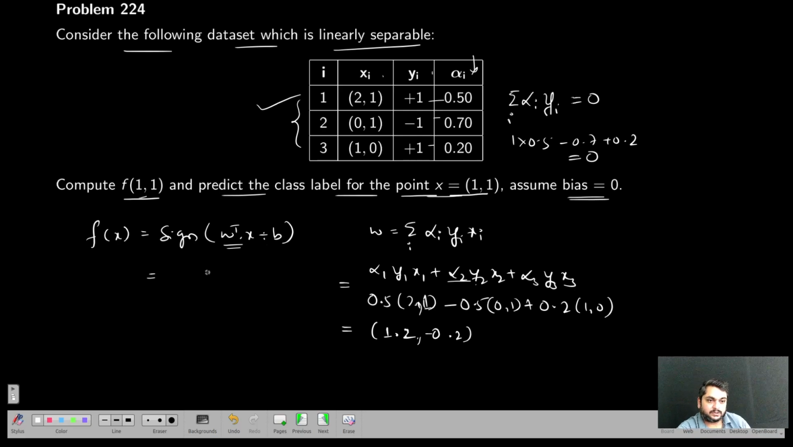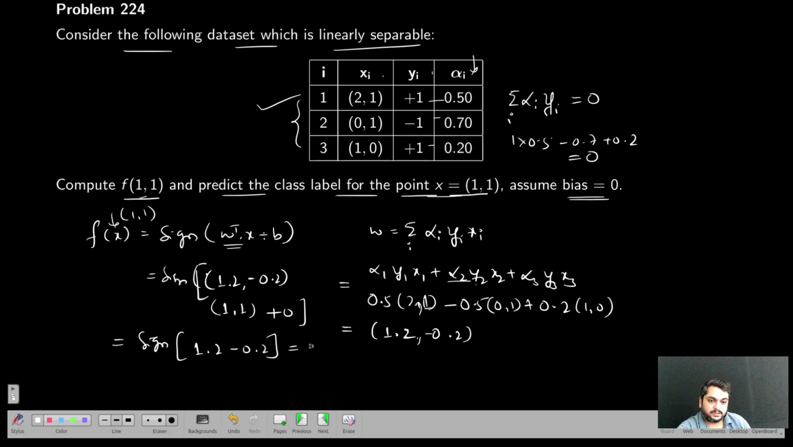So b is already given as 0. So sign of the dot product of (1.2, minus 0.2) with (1, 1), which is the new point x, plus bias 0. So this is sign of 1.2 minus 0.2, which is plus 1. Since the sign is positive, it belongs to class plus 1.